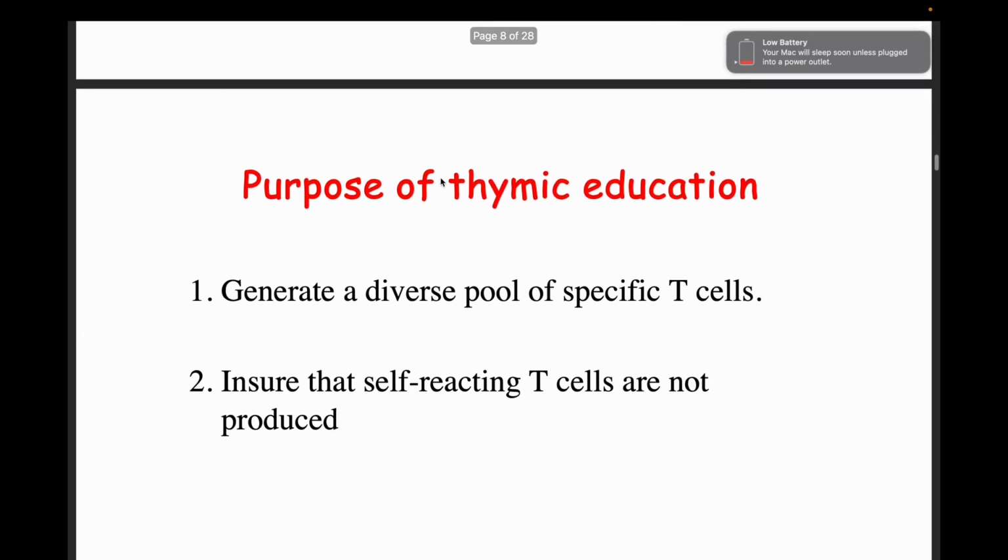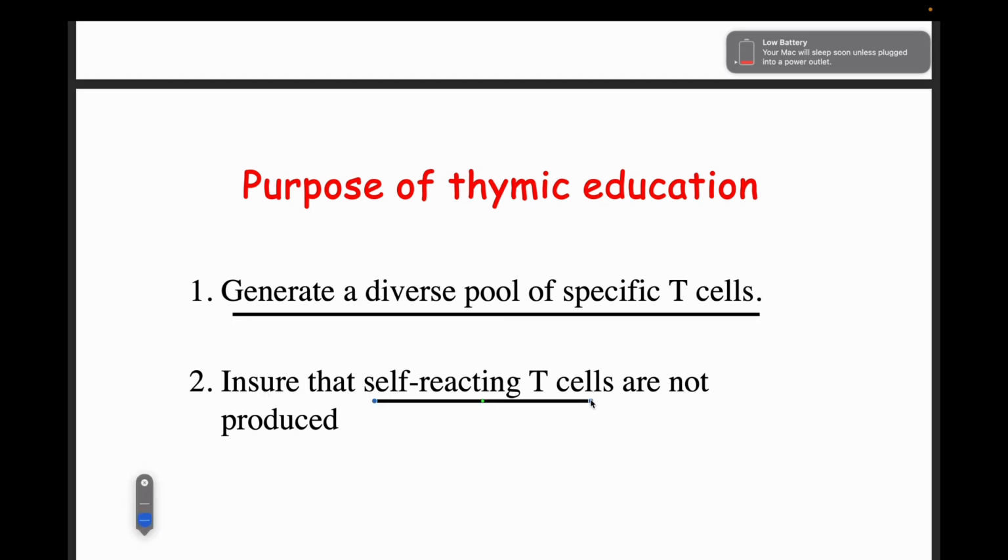Thymic education is important for two things. Number one, generate a diverse pool of specific T cells, and this process continues from birth until puberty. This is in order to achieve immunocompetence. Immunocompetence is where the T cell has the T cell receptor that is specific for a specific antigen. Second purpose, ensure that self-reacting T cells are not produced, which is self-tolerance.